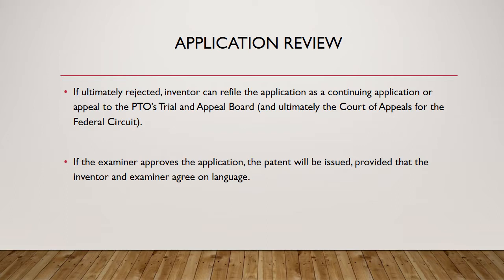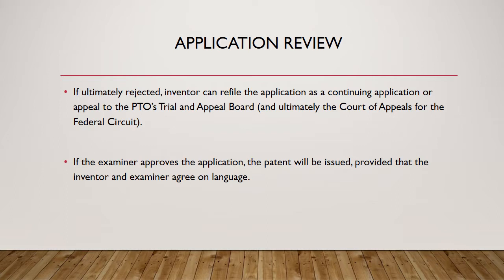If you're ultimately rejected, even after you've amended your application and you've submitted additional information, then the inventor can refile the application as a continuing application, meaning that you start all over again, essentially, or you can appeal to the Trial and Appeal Board. And if you're not successful there, then you can ultimately appeal to the Court of Appeals for the Federal Circuit.